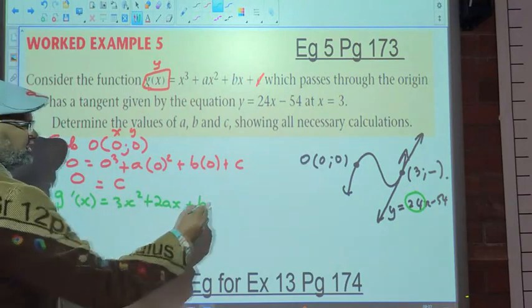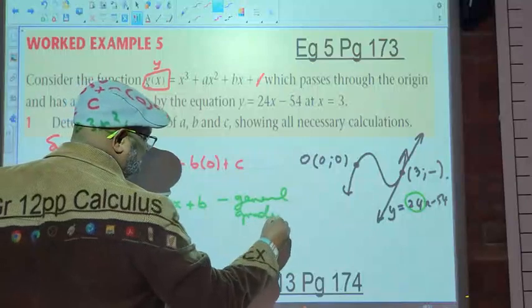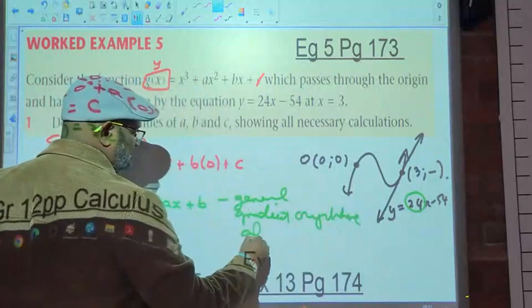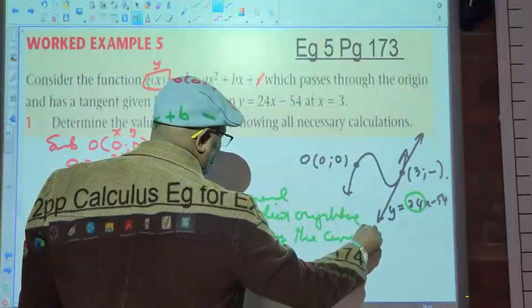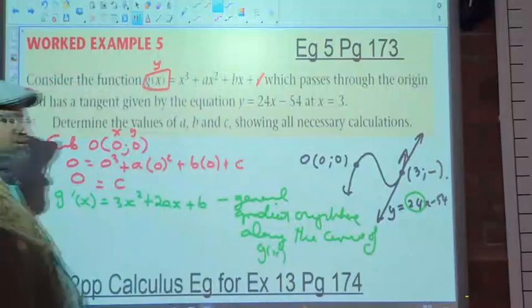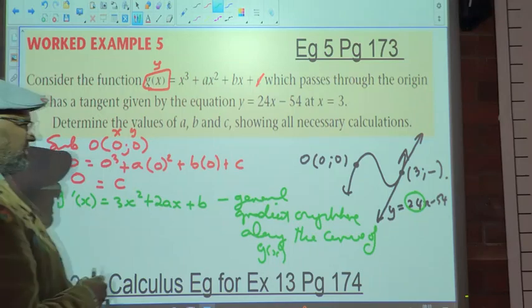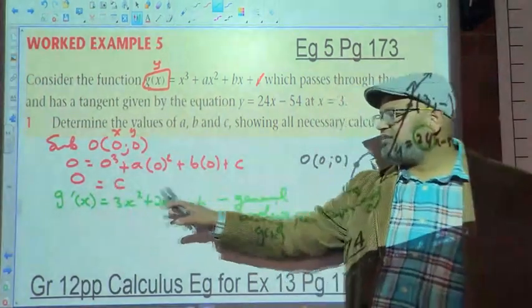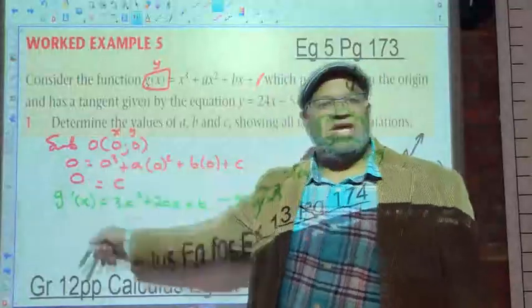People, this is your first derivative. So what is this? Your general gradient anywhere along the curve of g of x. Now, if this was a normal expression without variables, if I substitute 3 in, then I will get a gradient at 3.